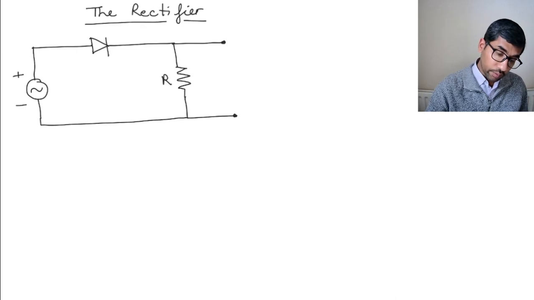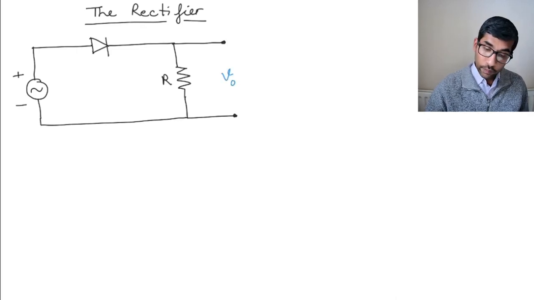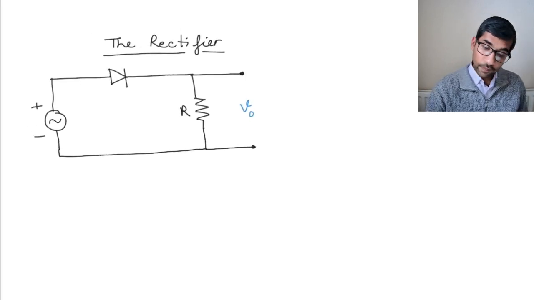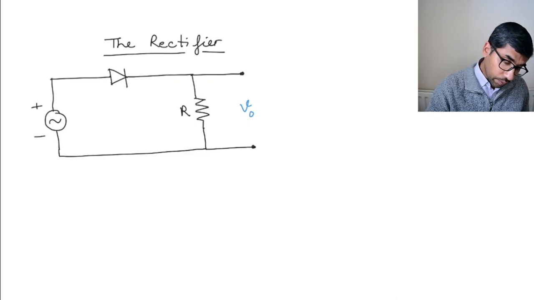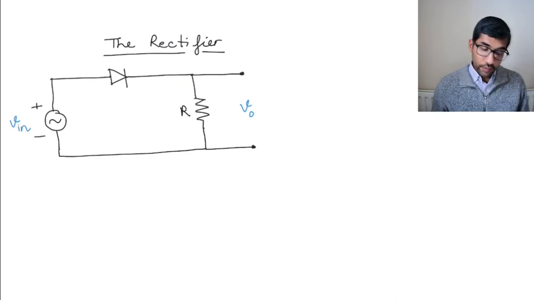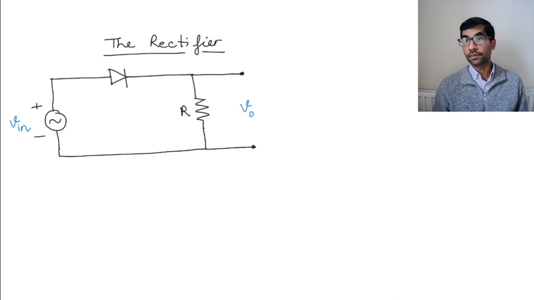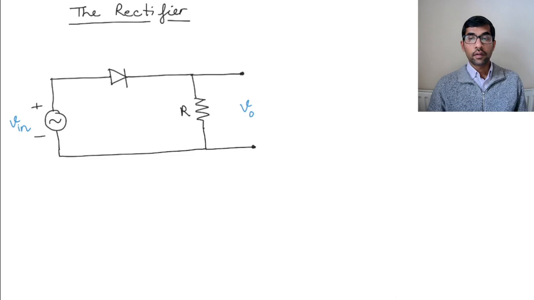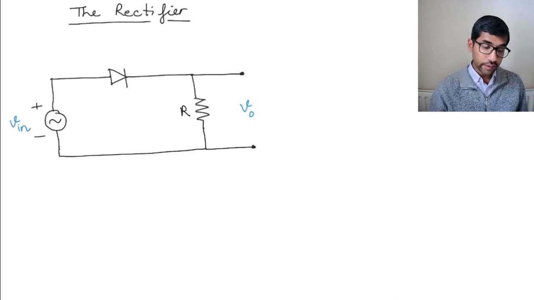So this is going to be V out, and let me just move this circuit a bit to the side, and therefore this is V in, let's say. And let's try to figure out how this circuit works. One of the ways to figure out how this circuit works is to realize that the V in is a sine wave, right?